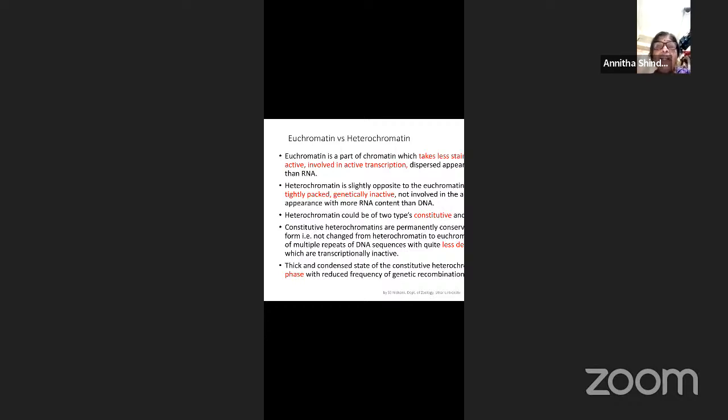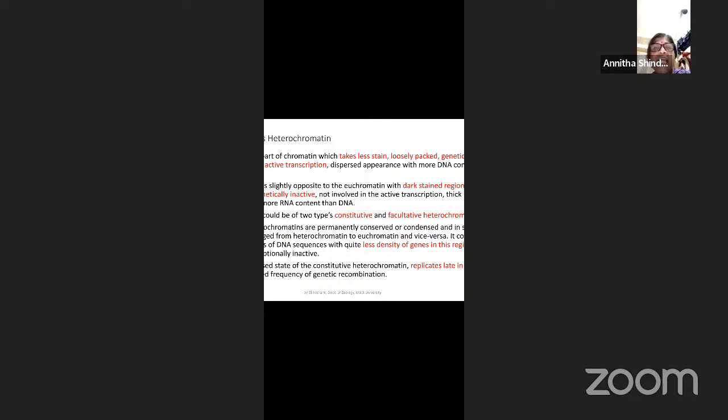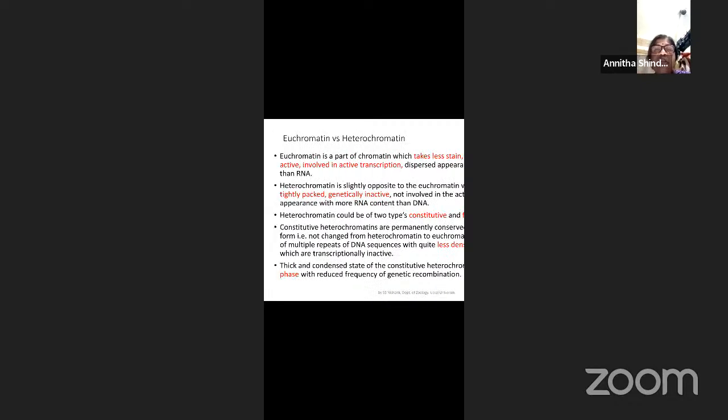Heterochromatin could be of two types. One is called constitutive heterochromatin, and the other is called facultative heterochromatin. Constitutive heterochromatin is permanently conserved or condensed. They are condensed, and that is not changed from heterochromatin of the DNA sequences. Then the thick and condensed state of constitutive heterochromatin replicates late in the S phase.